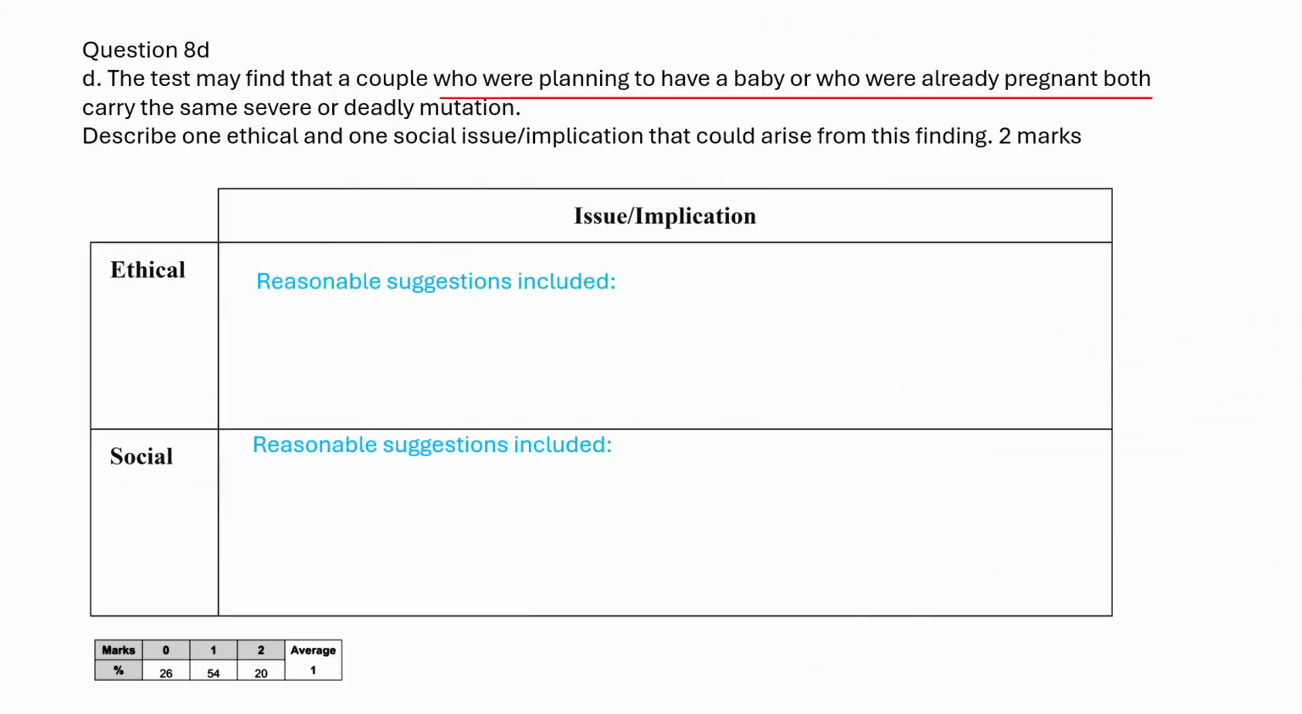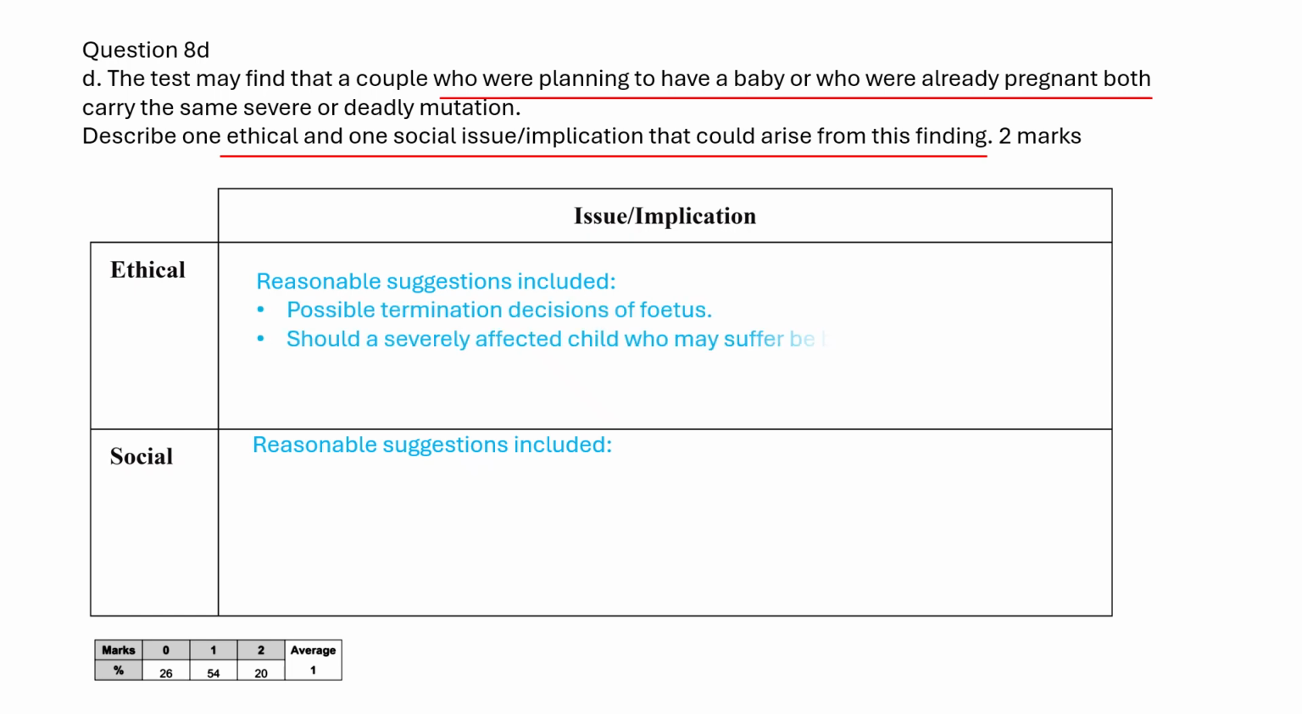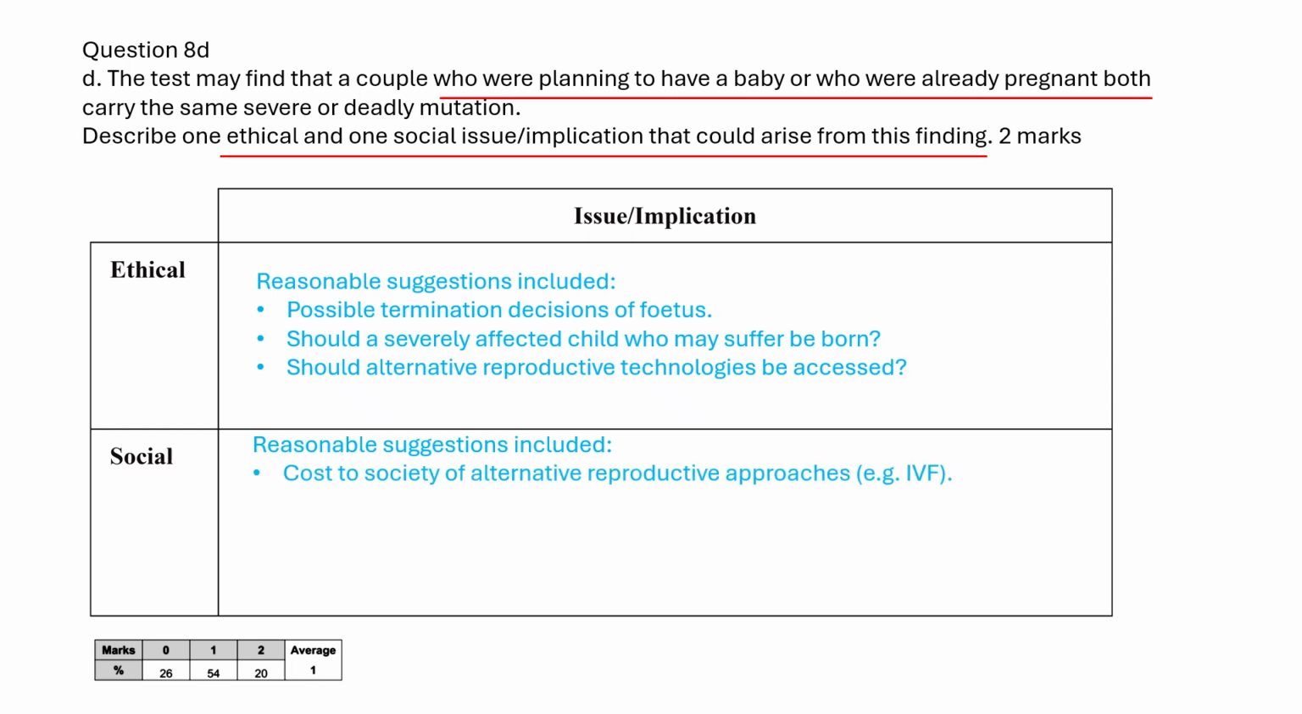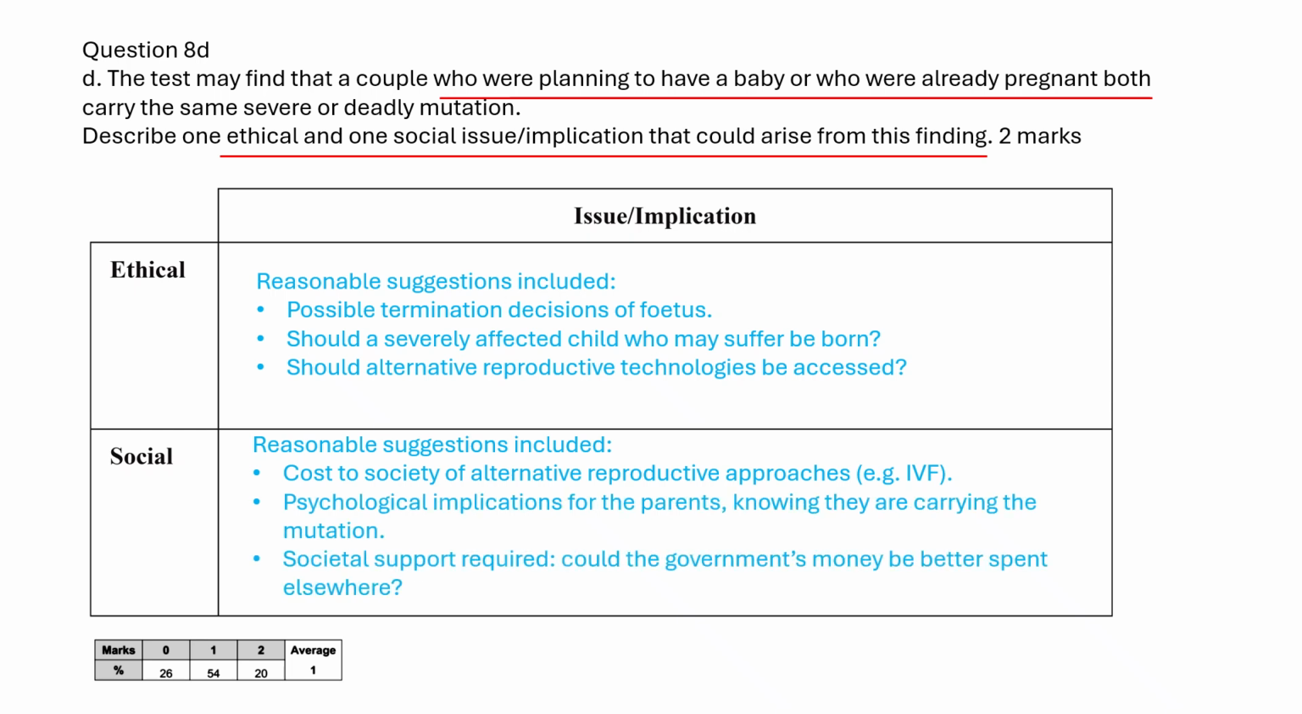Discovering that a couple planning a family, or already pregnant, both carry the same severe or deadly mutation raises major ethical and social implications. Ethical issues revolve around potential termination decisions for a fetus, the moral question of having a severely affected child, and accessing alternative reproductive technologies. Socially, implications include the societal cost of options like IVF, the psychological toll on carrier parents, and questions about the best use of public funds and required societal support.